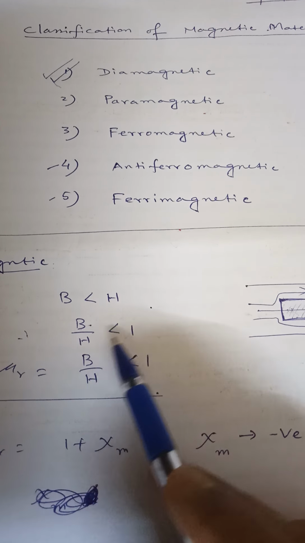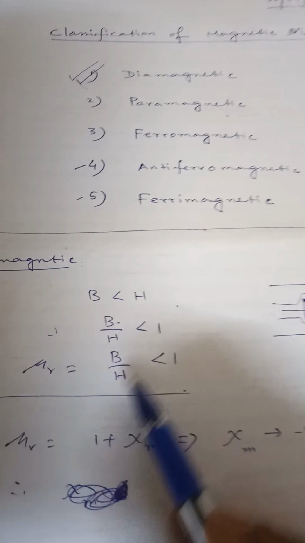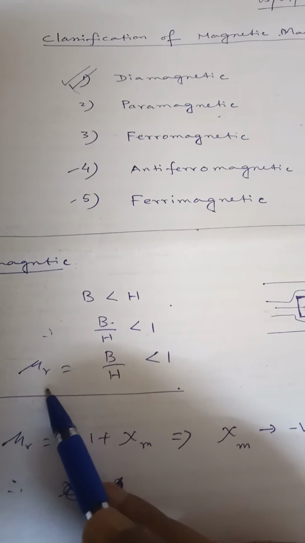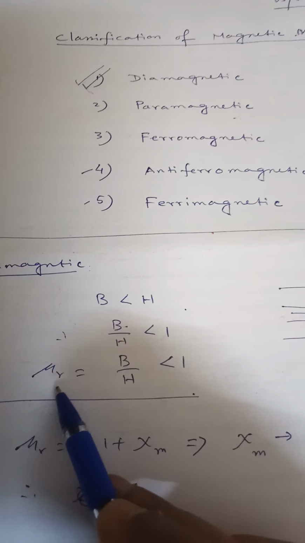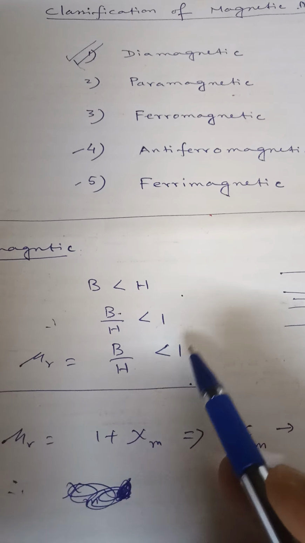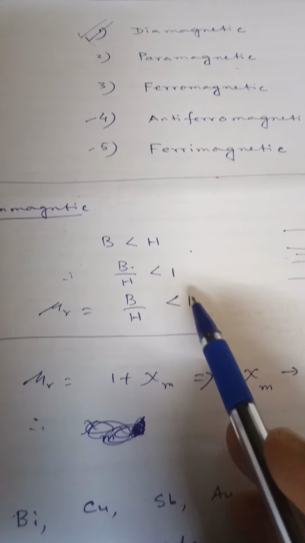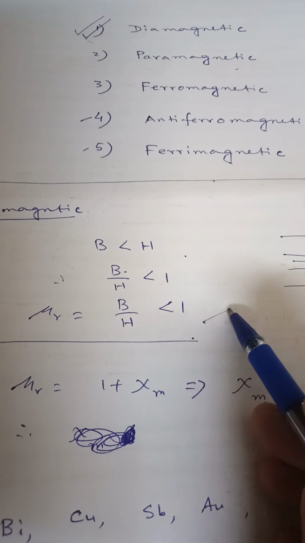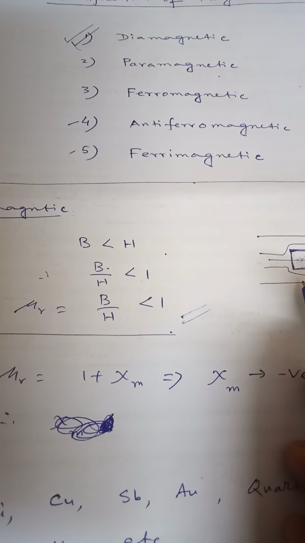Therefore, the ratio B by H is less than 1. By definition, we know that relative permeability mu r equals B by H. So obviously mu r is less than 1. This is the property of diamagnetic material.